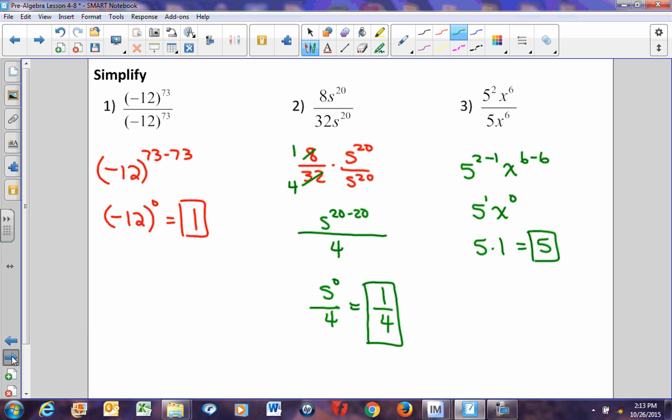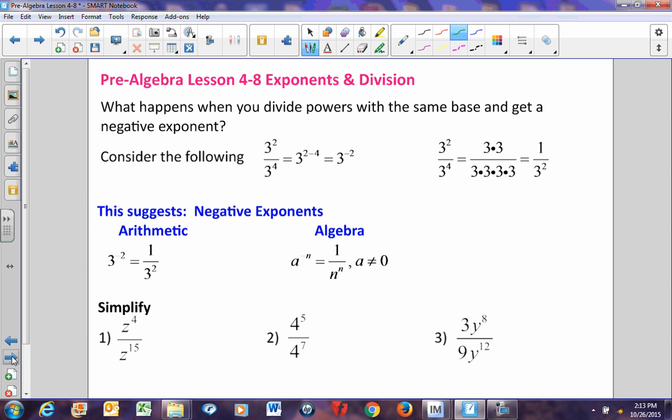Okay, let's go a little further here. What happens when you divide powers with the same base and get a negative exponent? Say, for example, we have 3 to the 2nd divided by 3 to the 4th. This is the same thing as saying 3 to the 2 minus 4, which is 3 to the negative 2nd power.